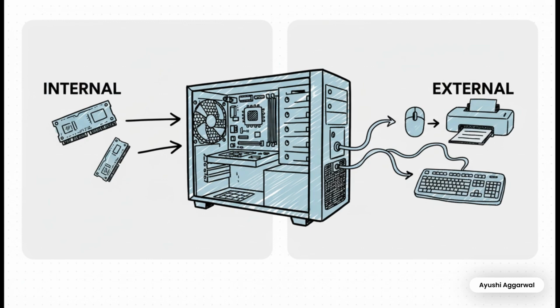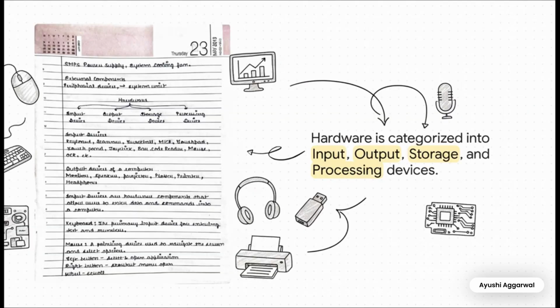We can actually divide hardware into two main types. First up, we've got internal hardware. This is all the stuff that's inside the computer case, the cabinet, like the motherboard and the CPU. And then you have external hardware, which, you guessed it, connects from the outside, like your mouse and your printer. We can also break down hardware into four main categories based on what they do. You have input, output, storage, and processing devices. It's these four, all working together, that make up a complete computer system. Super important to remember that.